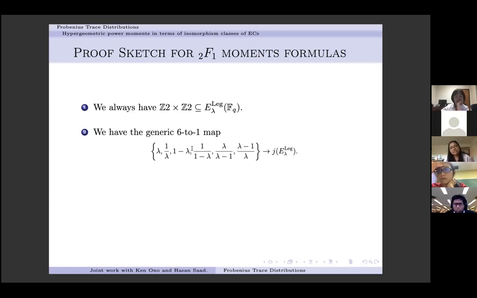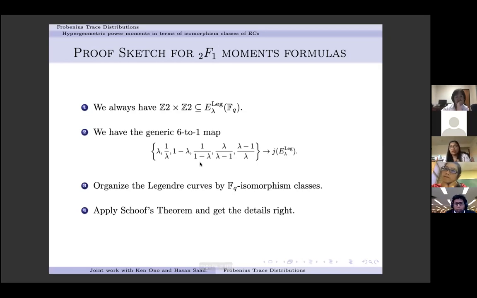So using these facts, we organize the Legendre form of elliptic curves in their F_q isomorphism classes. And once we organize them in their classes, we apply Schoof's theorem, which gives the connection to the class numbers. So this is how we derived the 2F1 moments. And now for the 3F2 moments, we did a similar kind of calculation.